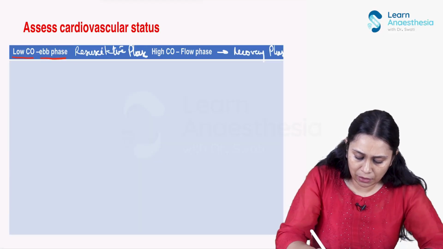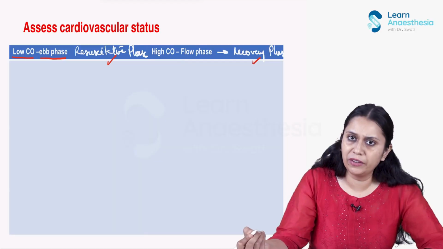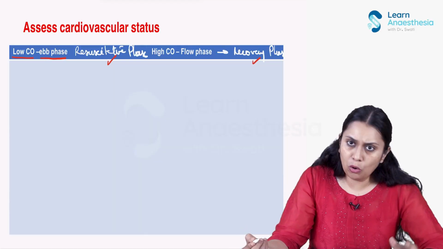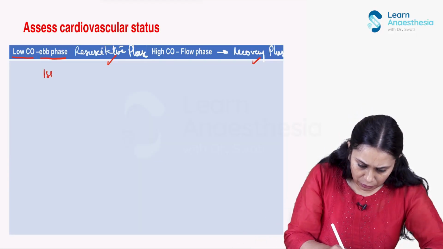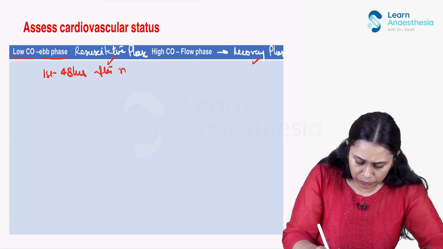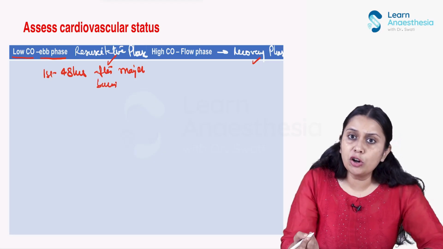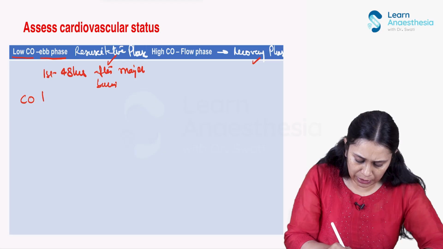So let us compare what happens in the resuscitative phase and what happens in the recovery phase. In the low cardiac output or ebb phase, which is around the first 48 hours after major burn, the cardiac output can decrease by more than 60%.